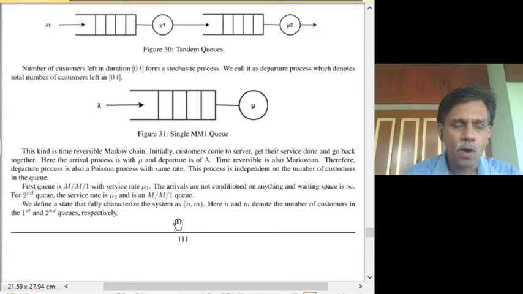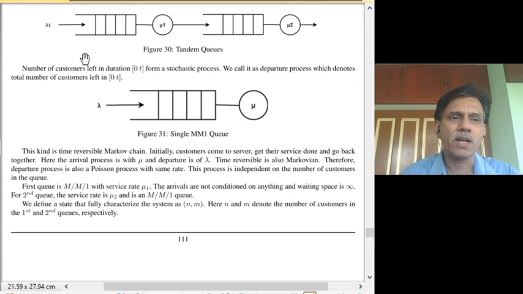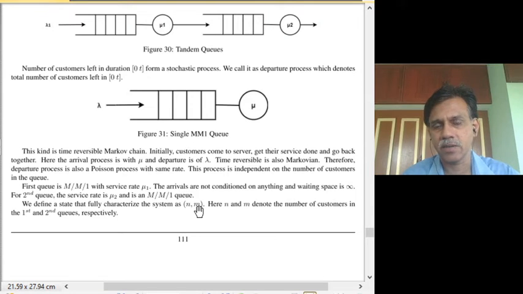Now, what we will do is we will try to analyze this system. We will consider the state of this system to be a combination of the number of customers in the first queuing system followed by the number of customers in the second queuing system. So, we will use a pair (n, m), where n is the number of customers in the first queuing system and m is the number of customers in the second queuing system. Taking this as the state space, we can come up with a Markov chain, and we can look at the detailed balance condition of the Markov chain.